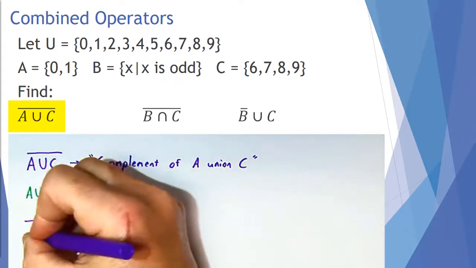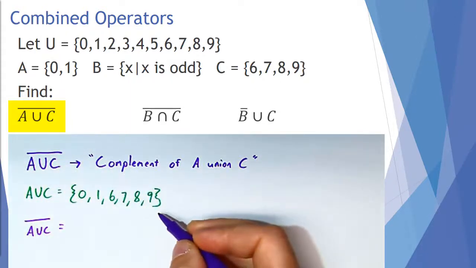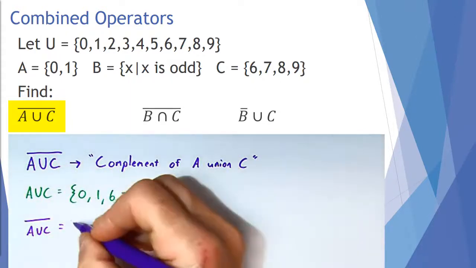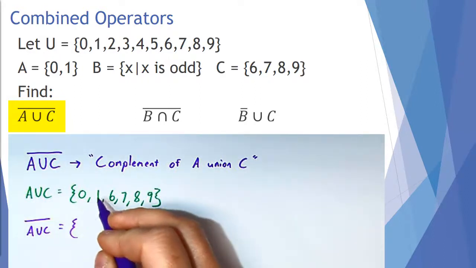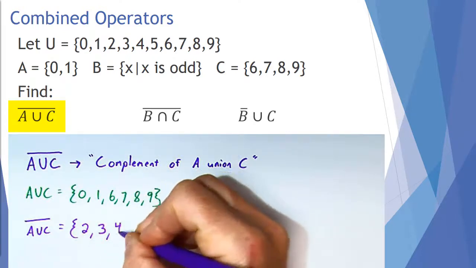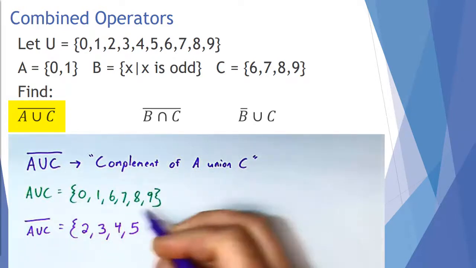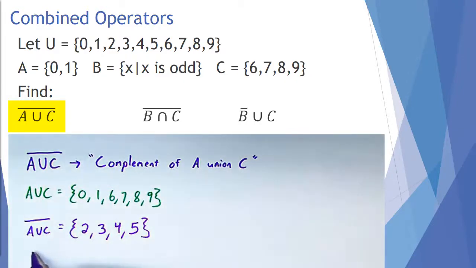Then the complement of A union C will be all the elements in our universe that are not in A union C. And so 0 is in A union C, so is 1. 2 is not, 3 is not, 4 is not, and 5 is not. 6, 7, 8, and 9 are. So the complement of A union C will consist of 2, 3, 4, and 5. Let's take a look at our next one.